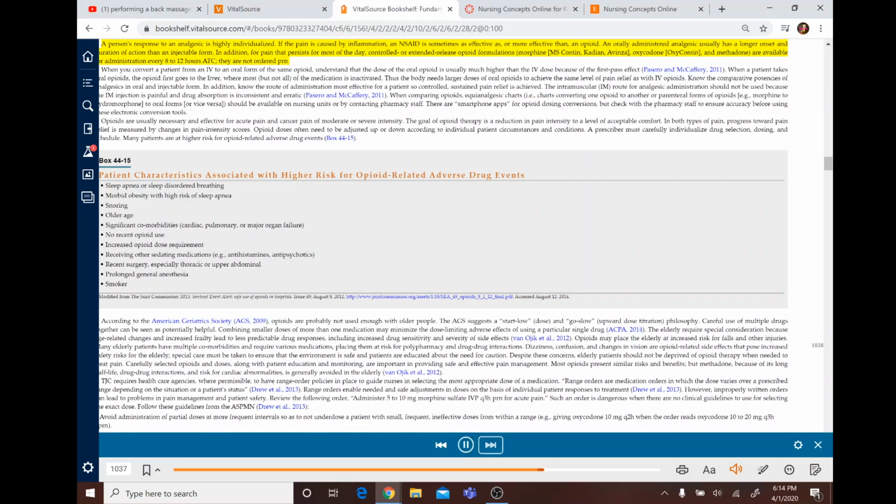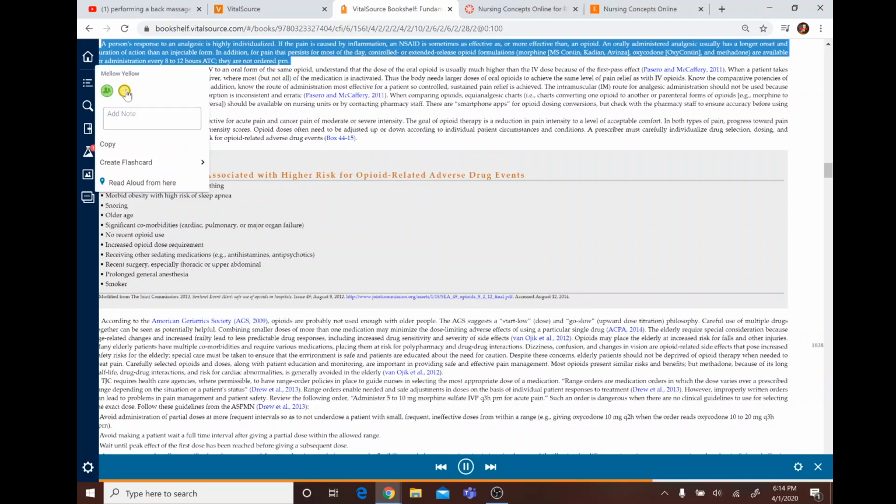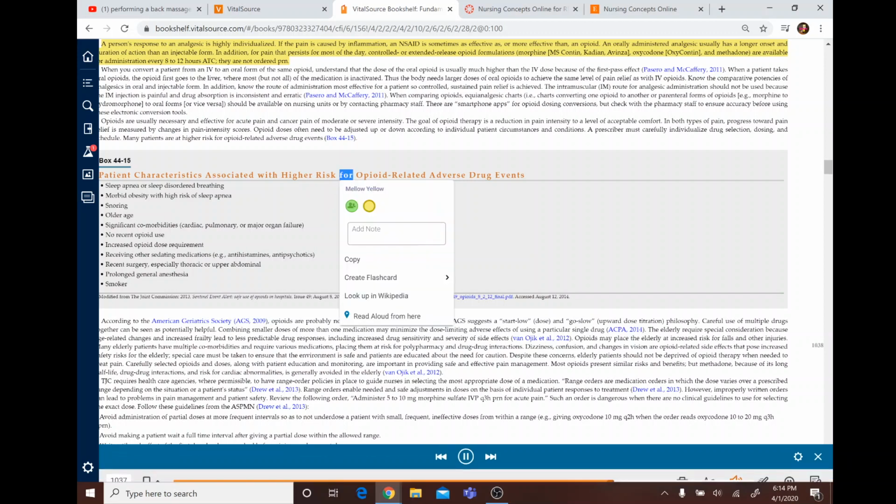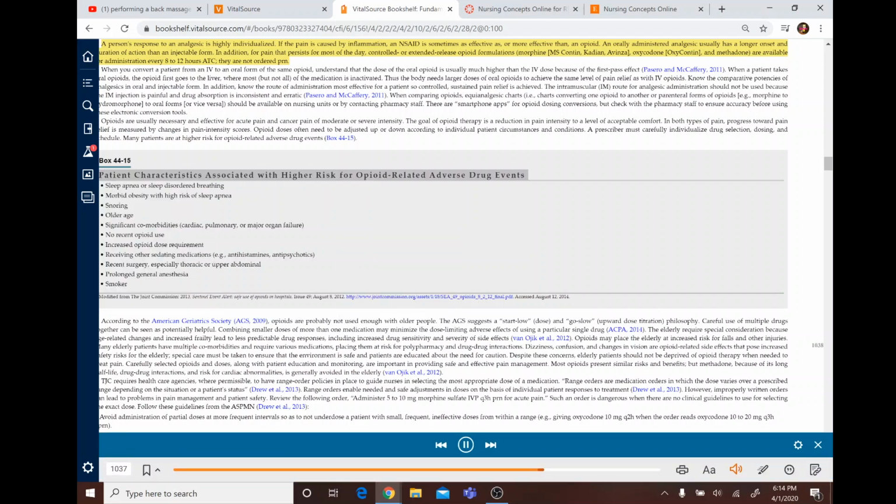An orally administered analgesic usually has a longer onset and duration of action than an injectable form. In addition, for pain that persists for most of the day, controlled or extended-release opioid formulations, morphine MS-Contin, codeine, Avinza, oxycodone OxyContin, and methadone, are available for administration every 8 to 12 hours ATC. They are not ordered PRN.